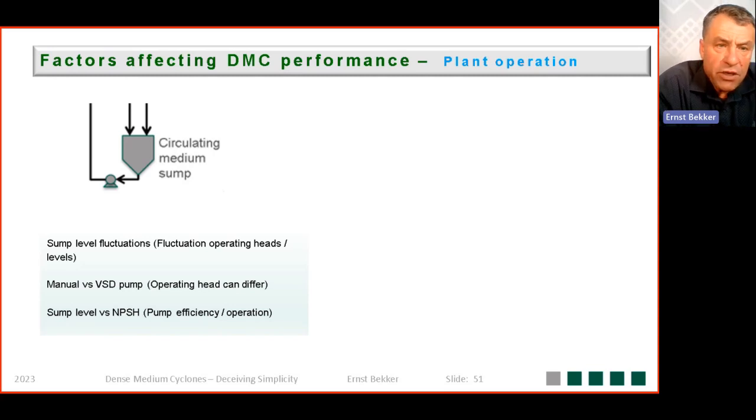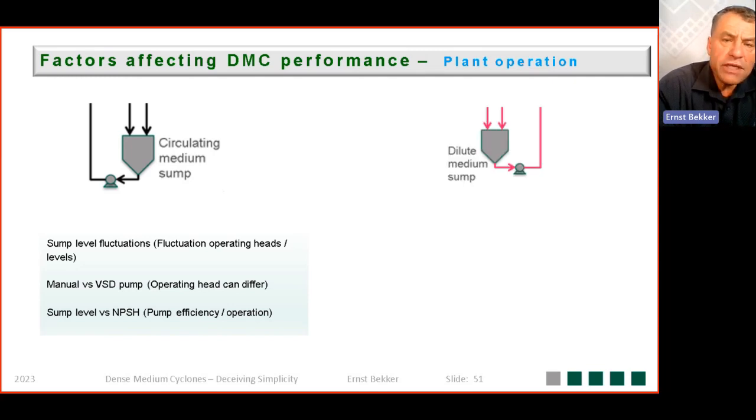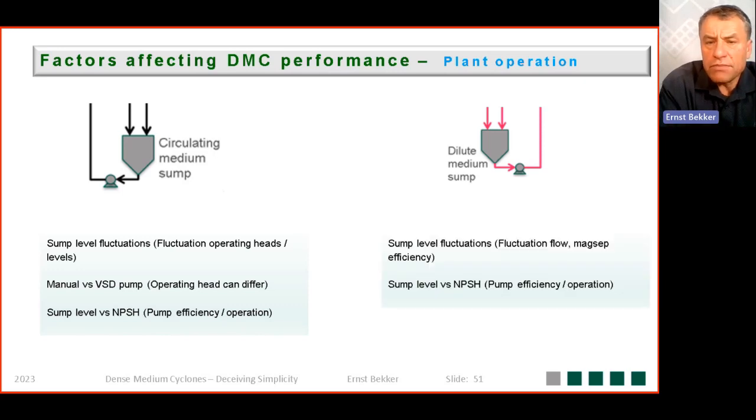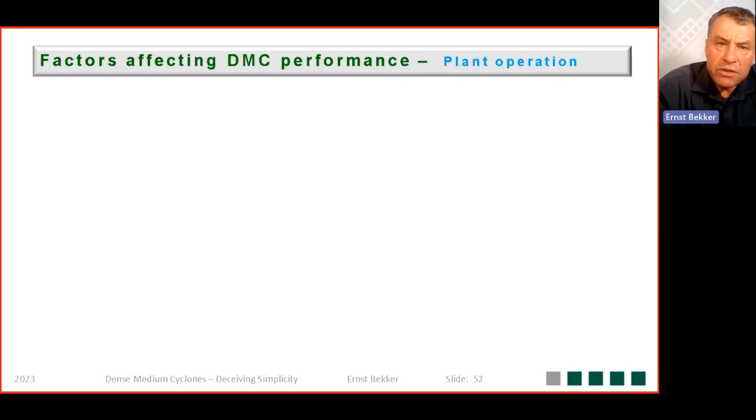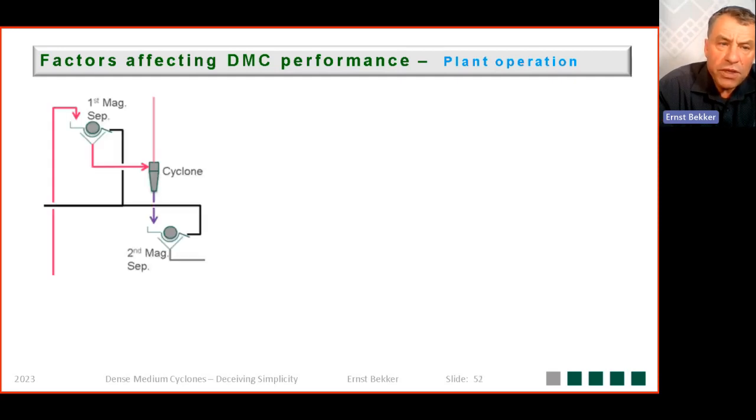There are situations that I've seen where the sump levels fluctuate or are too low and the pump is not efficient, and that impacts then on the volumetric flow that can be pumped to the dense medium cyclone. On the dilute medium sumps, the sump level fluctuations here would impact on the magnetic separator performance. And then the same applies with the sump level at the net positive suction head. If the pump is not operating efficiently, it's starting to impact processes after the pump. So make sure that those are consistent operating units.